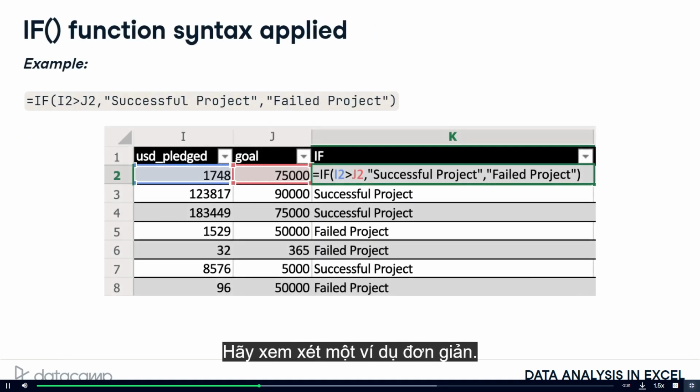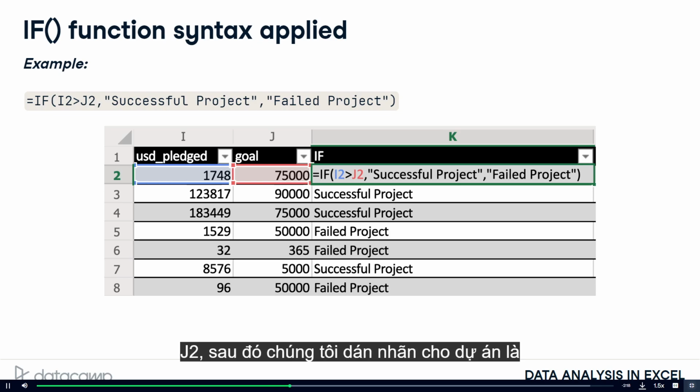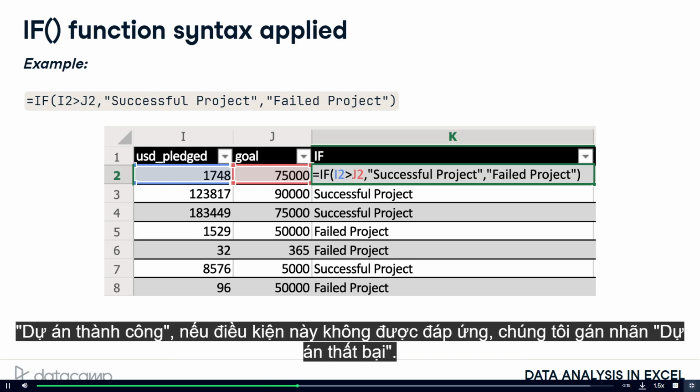Let's look at a simple example. If the USD pledged amount, which can be found in cell I2, is greater than the goal amount, which can be found in cell J2, then we label the project a successful project. If the condition is not met, we assign the label failed project.